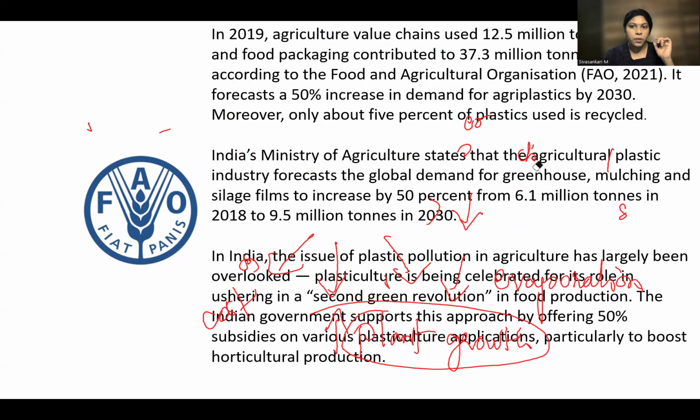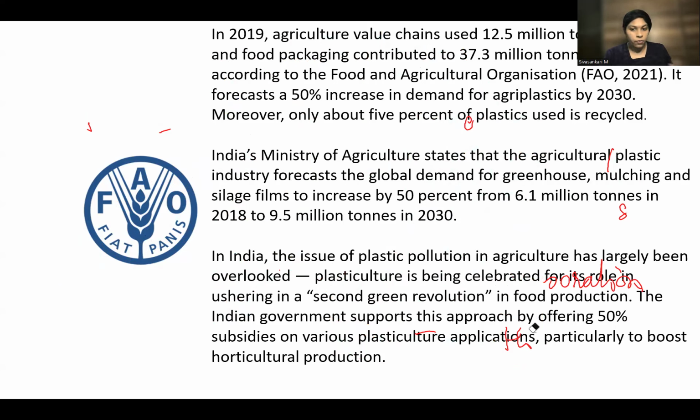As you can see, in 2019, if you take agricultural value chains, they produced around 12.5 million tons of plastics and food packaging. While they're packing the food and all, they're using plastic containers. So 12.5 million tons to 37.3 million tons was produced globally, according to FAO.